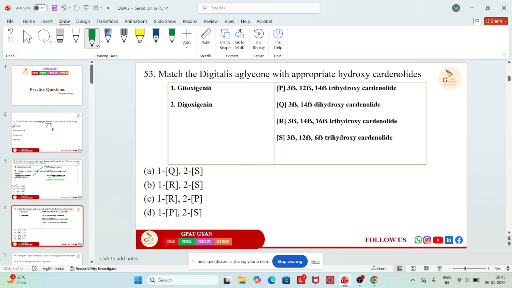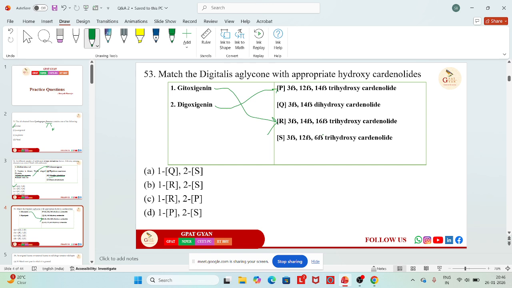So clearly we can see this R will be the right one for the gitoxygenin. 3 beta, 14 beta and 16 beta trihydroxy cardenolide it is. For the digoxigenin, it will also be trihydroxy, and there will be 3 beta, 12 beta and 14 beta trihydroxy cardenolide. 3 beta, 12 beta and 14 beta, we can see it in the P.